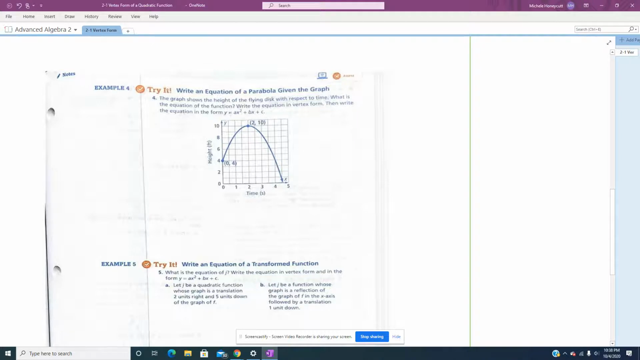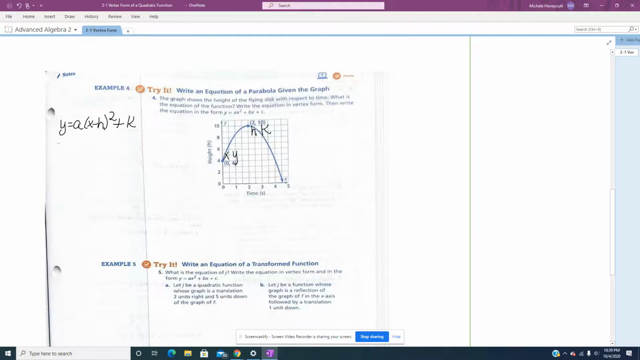So first let's work on writing it in vertex form. It tells me the vertex, so I know that h is 2 and k is 10. And then they give me this other point. It does happen to be the y-intercept, but I'm going to use it as my x and my y. So I'm going to do what I just did in example 3. I'm going to take my vertex formula, y equals a times x minus h squared plus k, and substitute h, k, x, and y, all that in so I can solve for a.